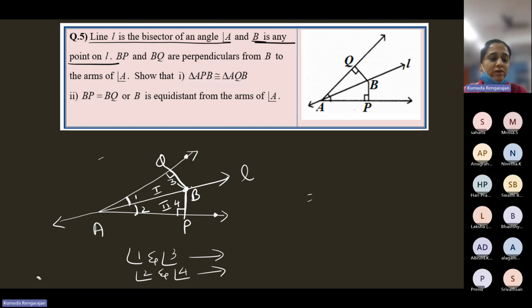The triangles we proved are congruent. So by CPCT, we have PB equal to QB. This is PB, this is QB. CPCT.